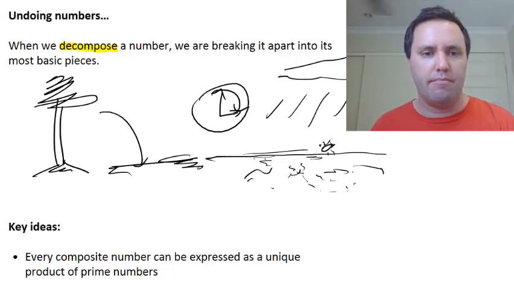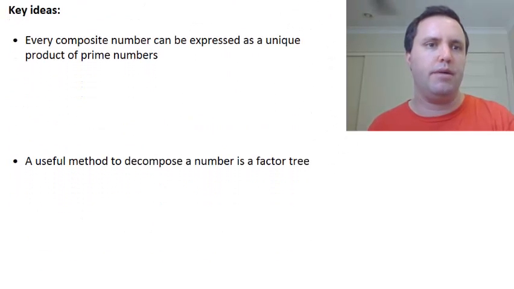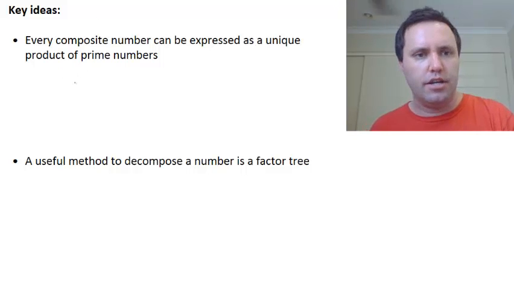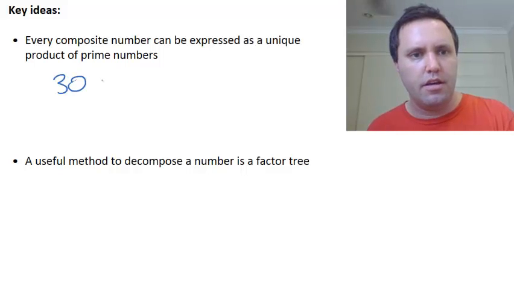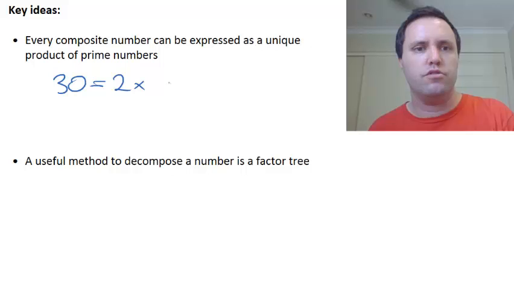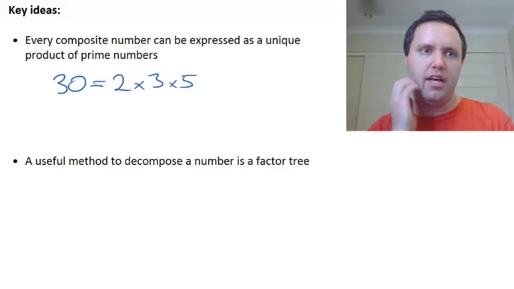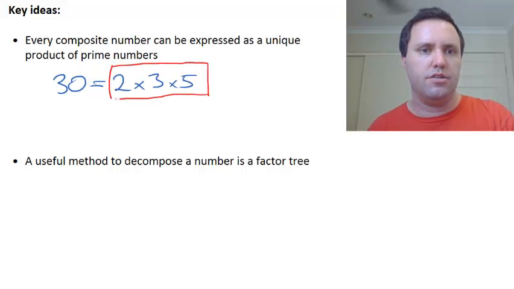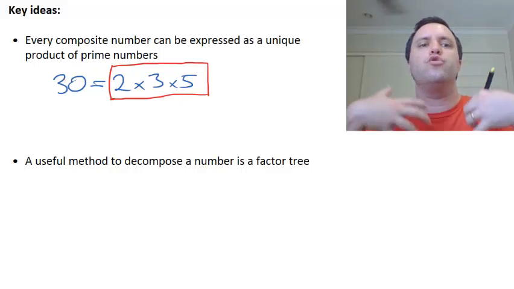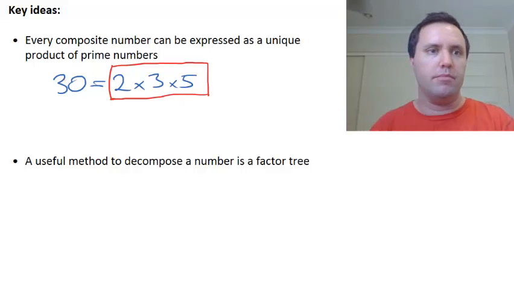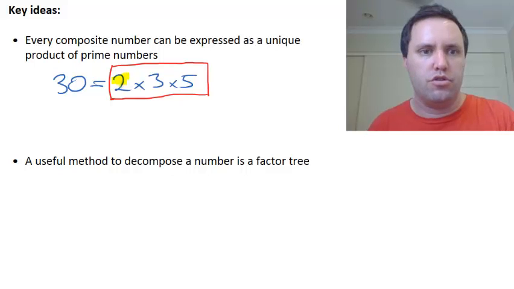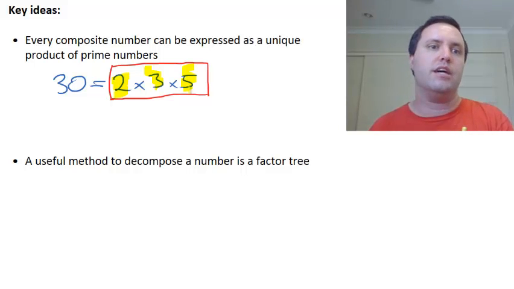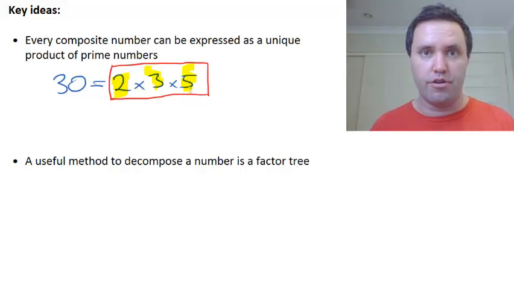Our key idea: every composite number can be expressed as a unique product of prime numbers. Let's take, for instance, the number 30. It can be expressed as 2 times 3 times 5. No other number is expressed like this. 2 times 3 times 5 is 30. That's its unique way of expressing its prime numbers. And you'll notice that 2, 3, and 5 are all prime numbers. And so that would be the prime decomposition of the number 30.